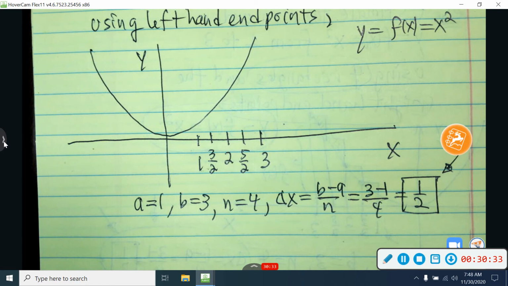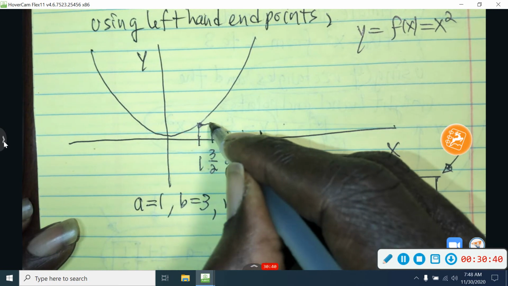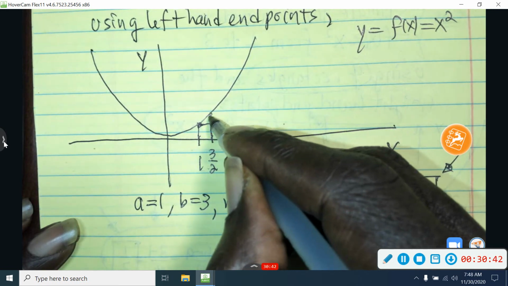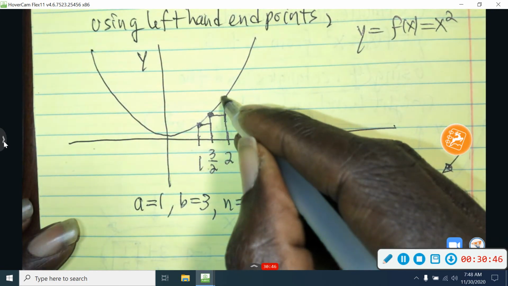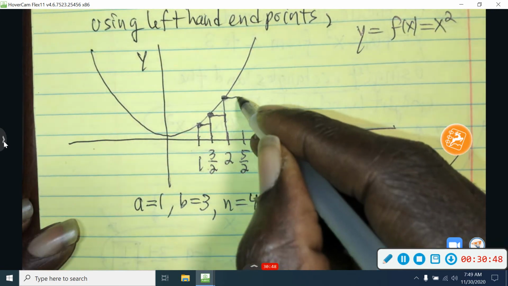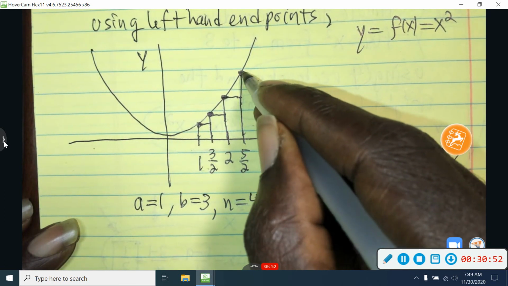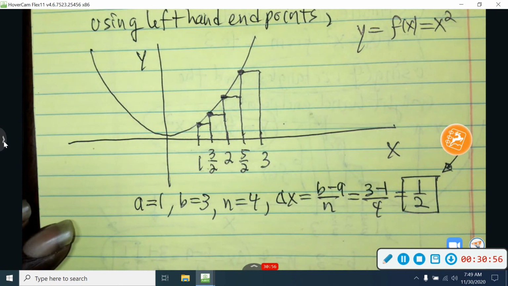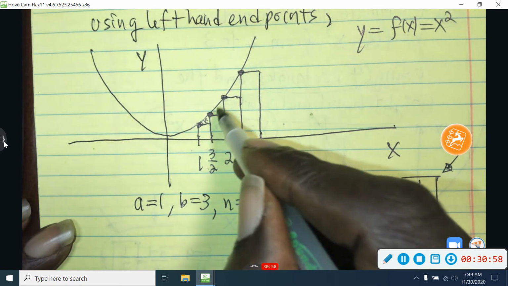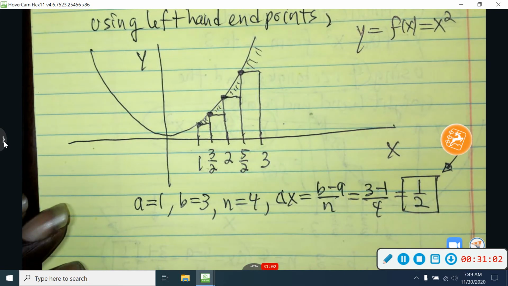Okay, now we want to use the left-hand endpoints. So the first box would look like this. Second one would look like this. Third one would look like this. And the last one would look like this. So you can see it's an underestimate now. We're missing area now. Last time we got too much, now we're missing some. Okay, so let's add it up.